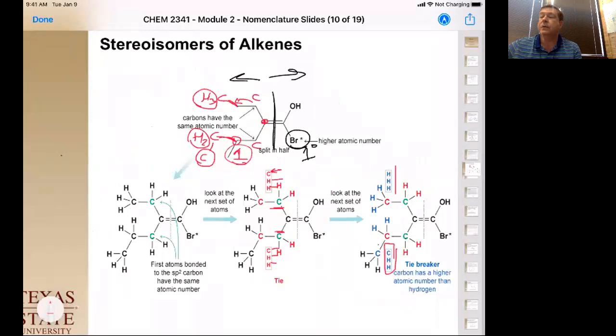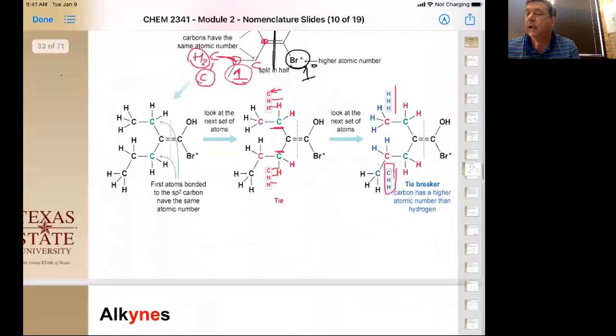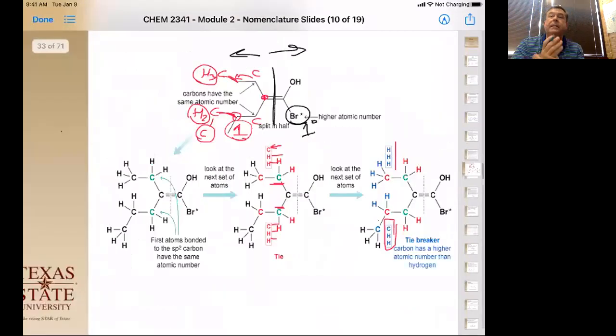Okay, so let's move on with that. All right, any other questions about E and Z and cis and trans? Cis and trans is best on di-substituted compounds. E and Z is best on all others. Z is same side, which is still equivalent to cis. E is entgegen, opposite sides, equivalent to trans.